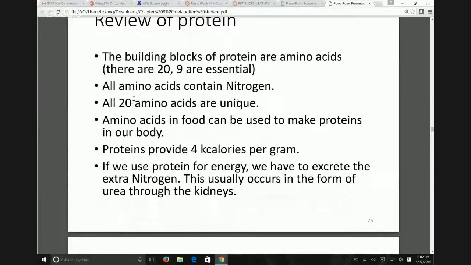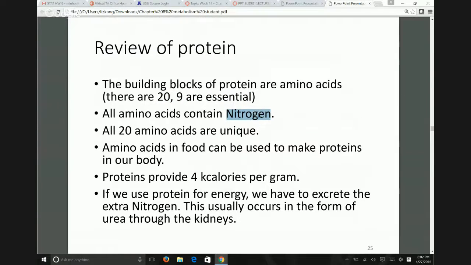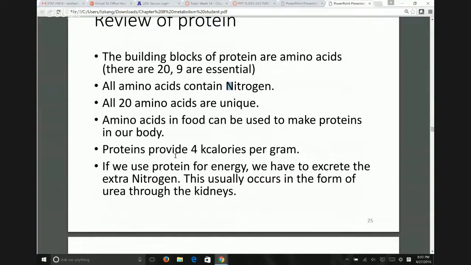Protein. So you probably know there are 20 of them and 9 are essential. That means we can't naturally make them in our body. The unique thing about protein is it has nitrogen in the chemical structure, right? That's how you recognize it. If there's N in the chemical structure, that's nitrogen. Protein provides 4 calories per gram, and it can be used for energy also.